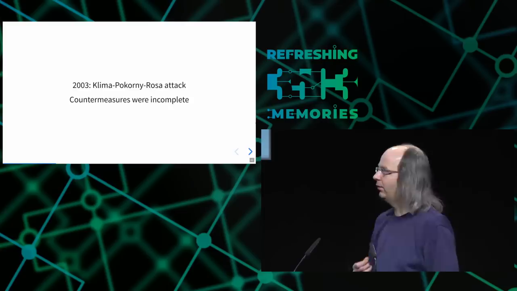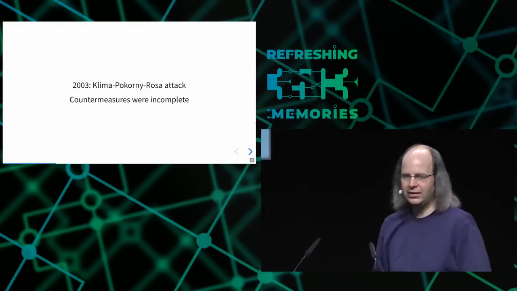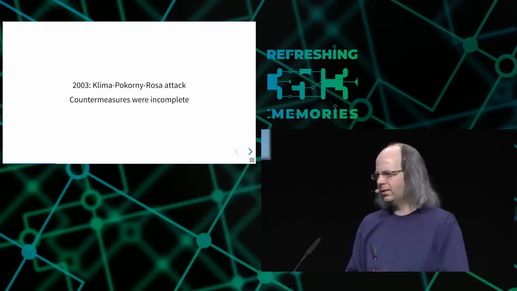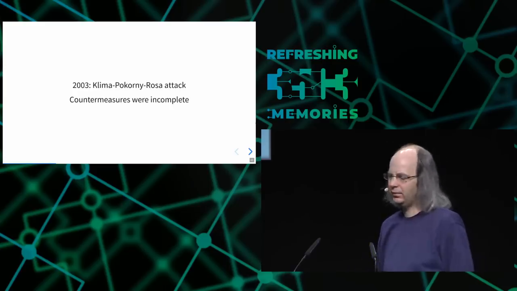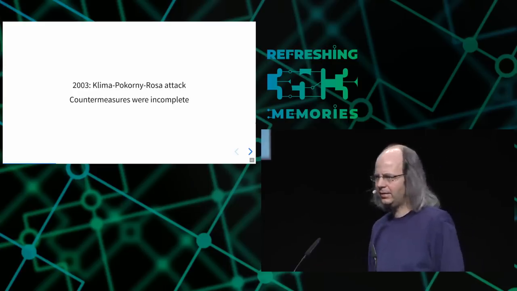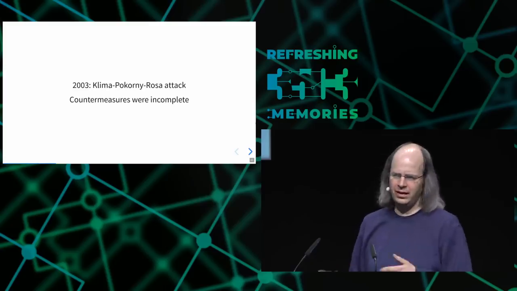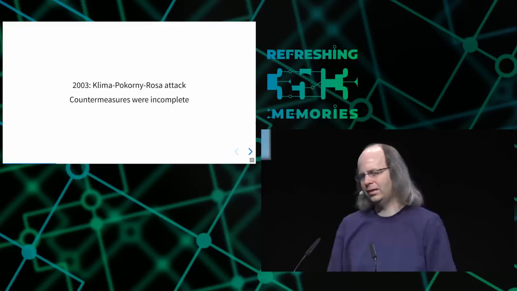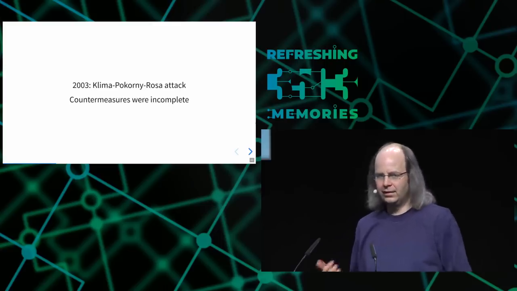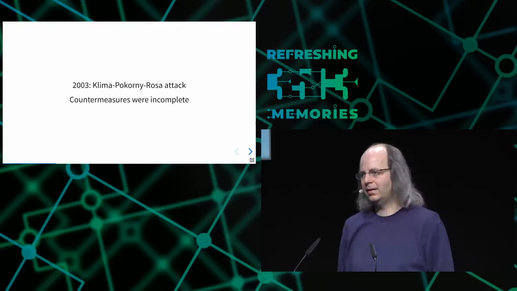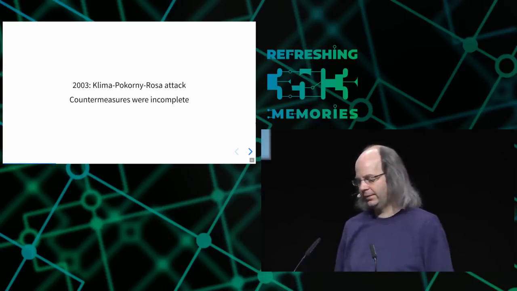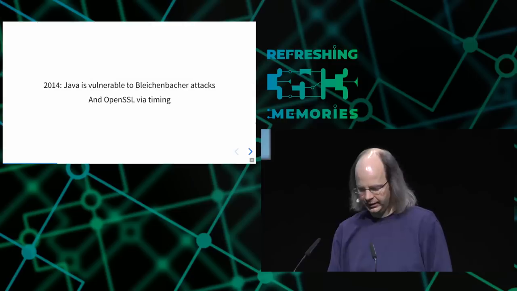In 2003, a research team figured out that the countermeasures, how they were described in TLS 1.0, were incomplete and also it was not entirely clear how to implement them, because there's this version thing and it was not exactly described how to handle that, if only the version is wrong and other things. So they were able to create an attack that still worked despite these countermeasures.